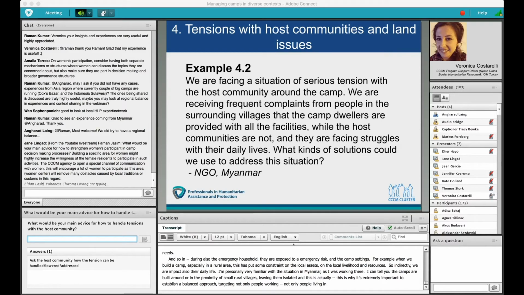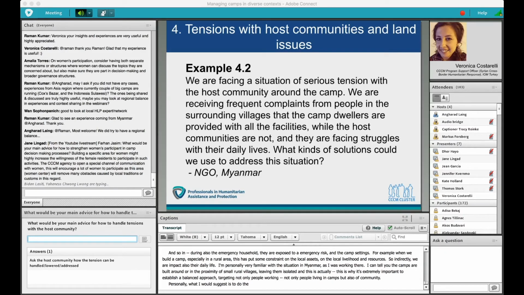Personally, what I would suggest is to do the following. For example, it will be very important to meet with the partners working in the same area, meeting with the host community and trying to understand what their concerns are, and mostly how much their life has changed from the moment the camp was built near to them. Implement also a needs assessment and service mapping, to analyze the general needs of the population, but also to understand what the main gaps are and why they are requesting our support.